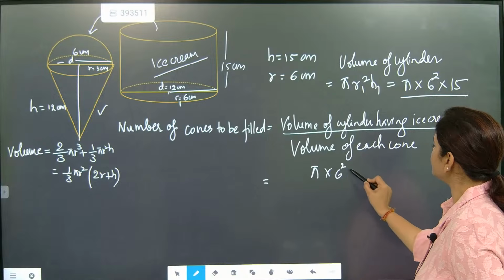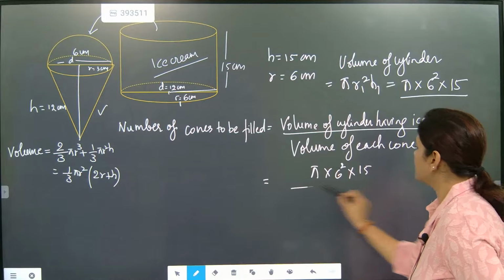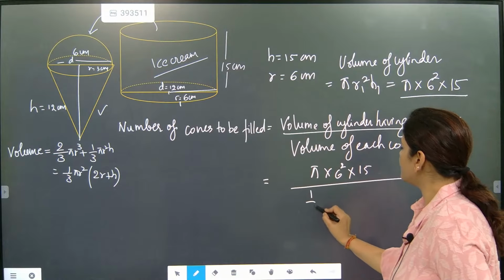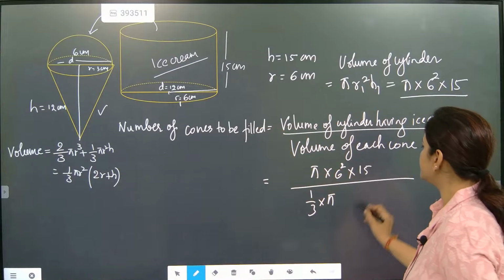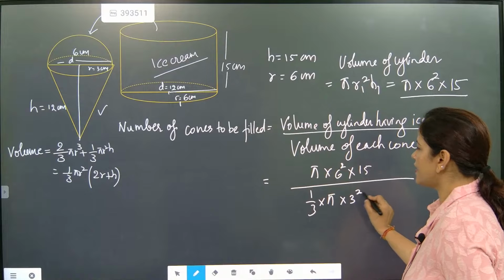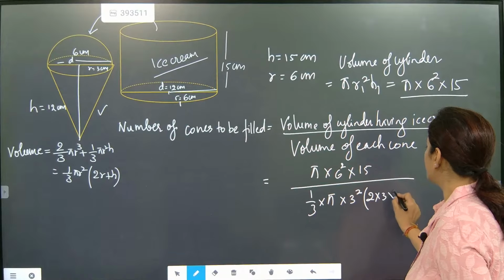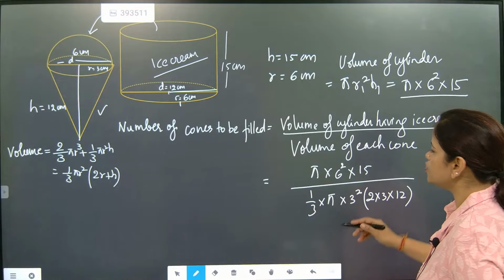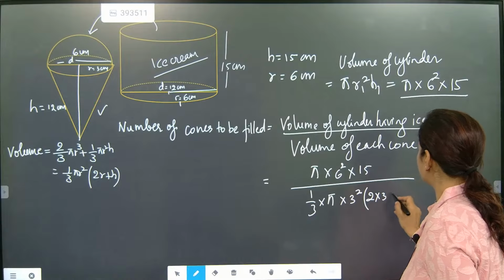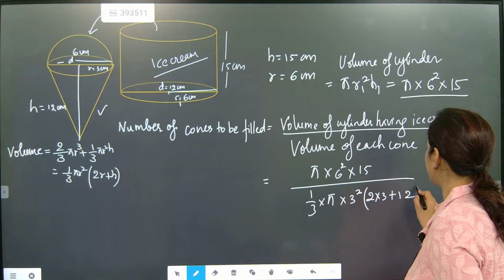Pi into 6 square into 15 by, look here beta, it will become 1 by 3 pi into, what is the radius there? The radius is 3. So 3 square into 2 into 3 into height of cone is 12. So that is 2 pi plus h, h is coming as 12.